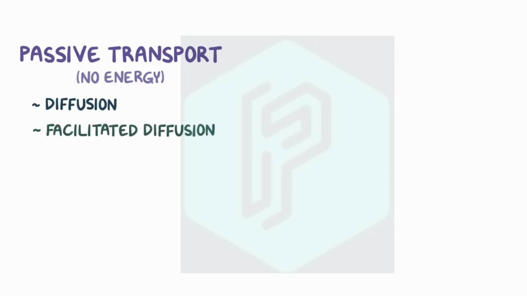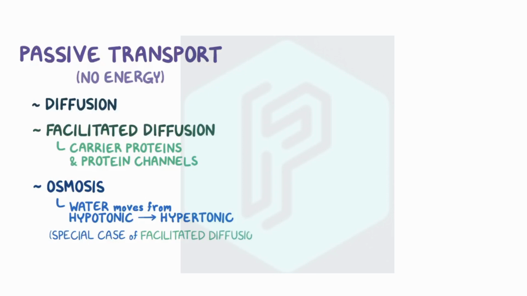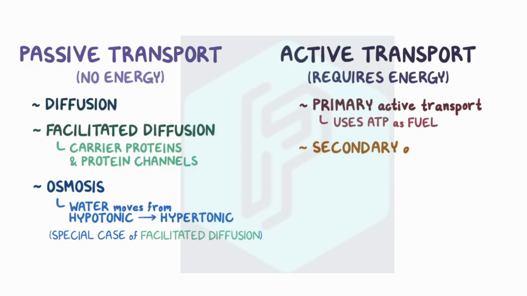Alright, as a quick recap, passive transport requires no energy, and can happen as diffusion or facilitated diffusion, which relies on carrier proteins or protein channels. There's also osmosis, which is when water moves from a hypotonic concentration to a hypertonic concentration. Osmosis is considered a special case of facilitated diffusion. Active transport, on the other hand, requires energy, and can either happen as primary active transport, which uses ATP, or secondary active transport, which relies on concentration gradients.